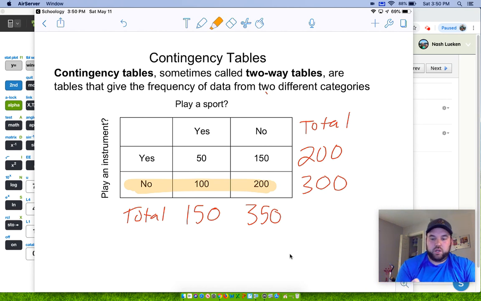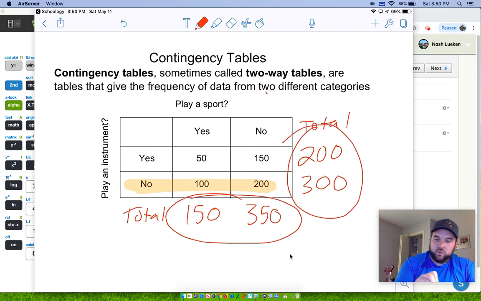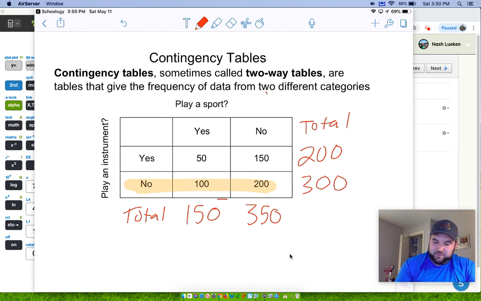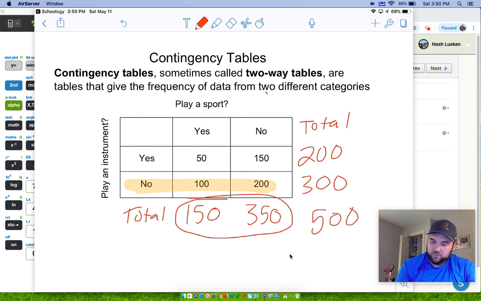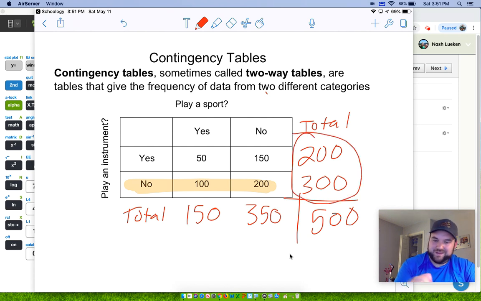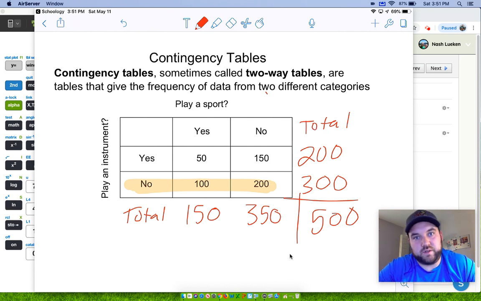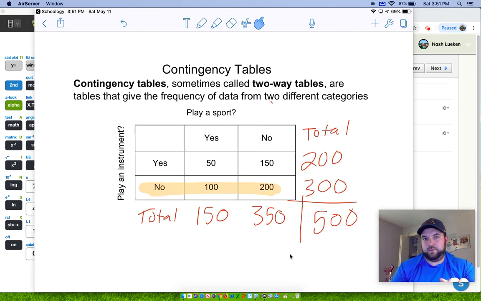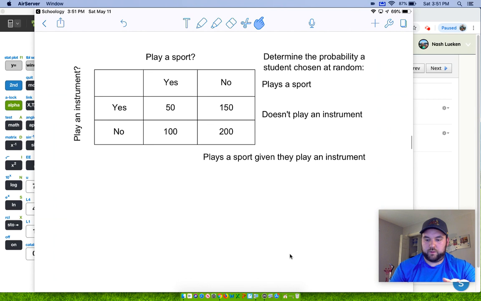And of course, you could also add one more: how many total people are we talking about? Well, if I add up the people who play a sport and the people who don't play a sport, I get 500. And I should get the same thing here, right? If I add up all the instrument players and the non-instrument players, I should get 500 as well, which we do. So we're going to use this table to answer a couple questions real quick.